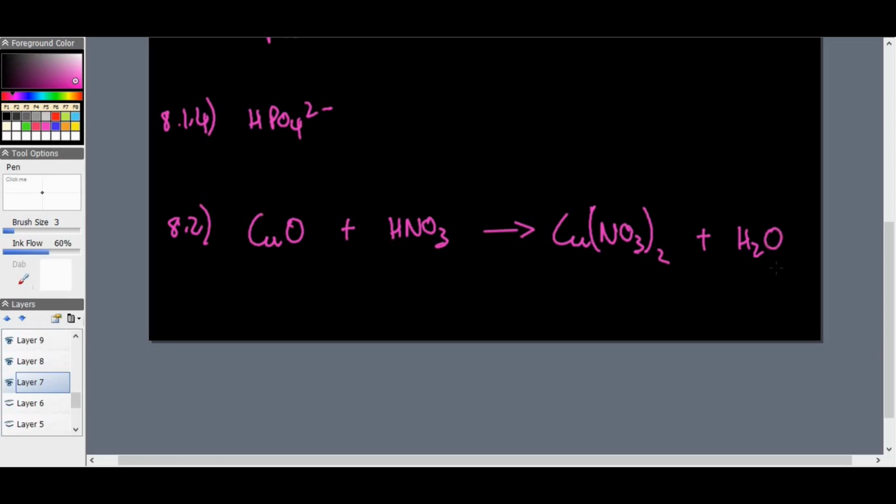And now we need to balance the equation, so we've got 2 hydrogens, and we also got 2 nitrates, so we just need a 2 in front of HNO3, and then we are balanced. Okay, and that's the balanced equation, all done and dusted.